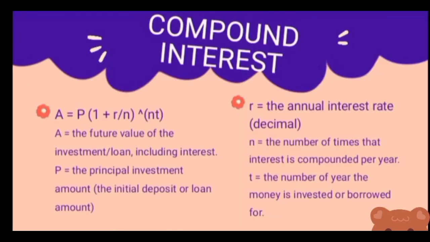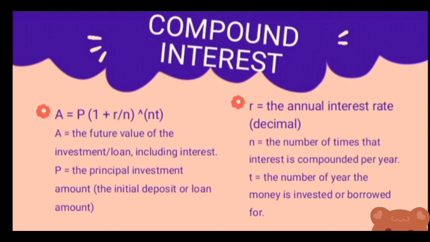Compound interest. It is the interest that the sum becomes the new principal amount. The formula for annual compound interest, including principal sum, is A equals P(1 plus R divided by N) to the power of NT.